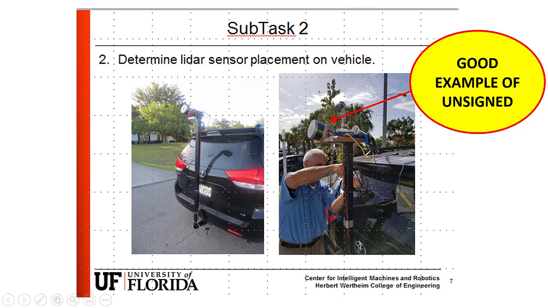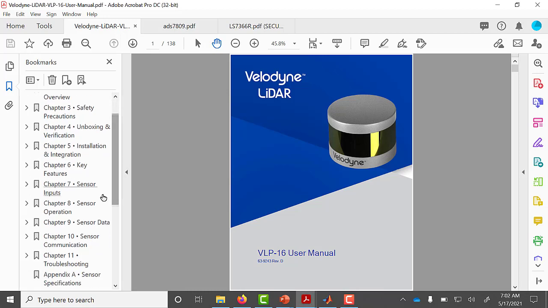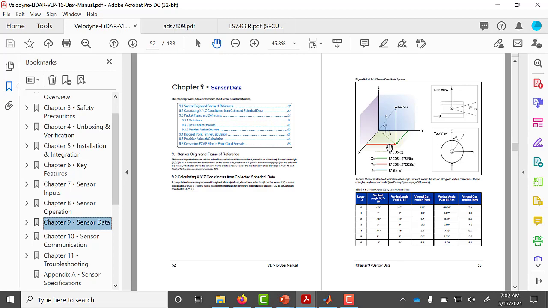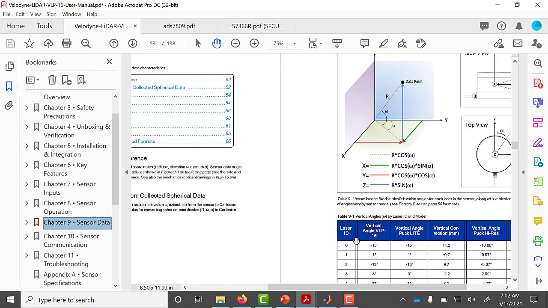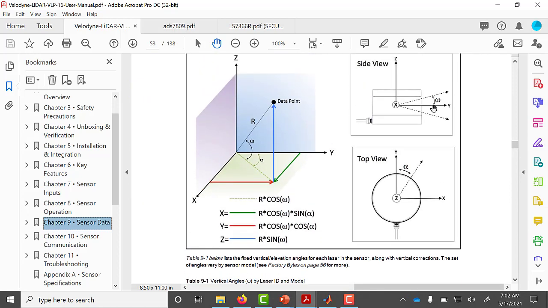And this is a good example of unsigned. I'll show you now. Here's the data sheet for the Velodyne LiDAR. It's a 16-beam LiDAR. And when I take a look at the sensor definition, here's what we're looking at. You have omega showing the different beams that are swept around. And then the beams are swept by an azimuth alpha. And really the key thing here, in a spherical system, is the range to target, and that's the capital R that we're going to be interested in.